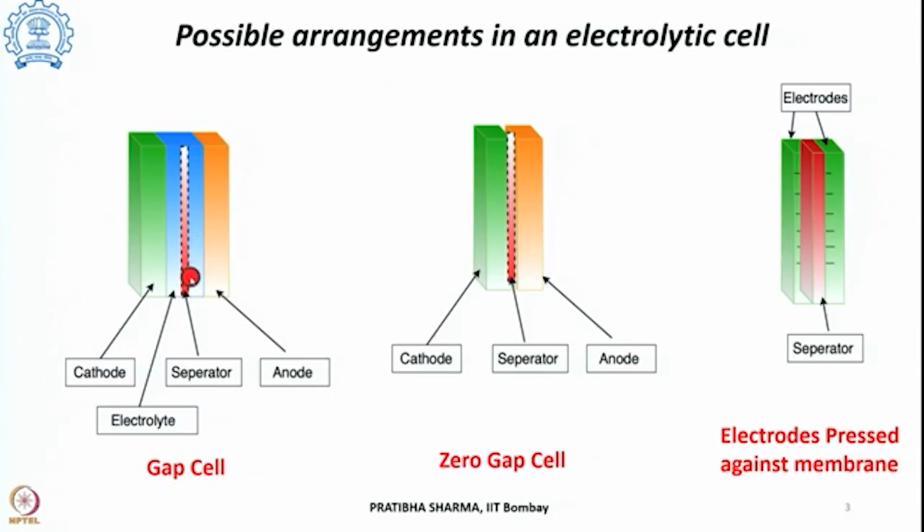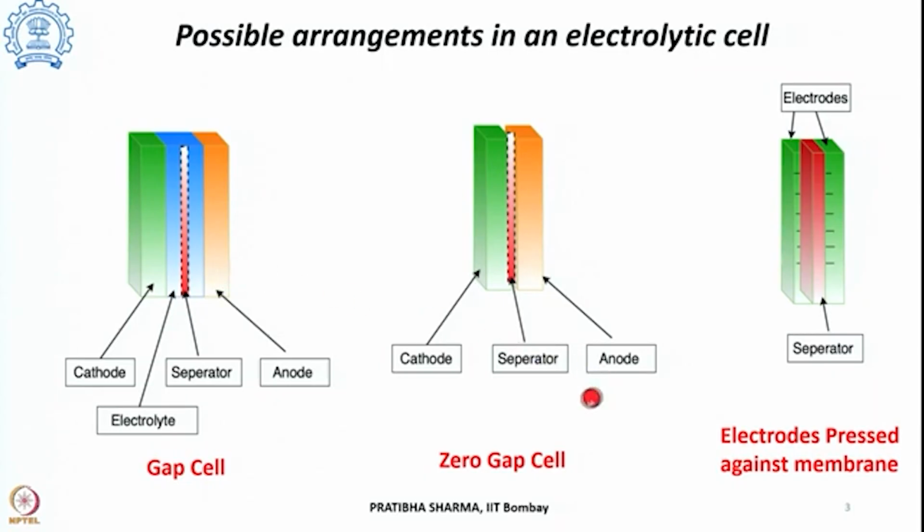Now, in this arrangement, the major disadvantage is that the gas bubbles which are released form a sort of thin film on the surface, and that is a resistive layer formed on the surface. Thereby it limits the current density which could be achieved in this particular configuration.